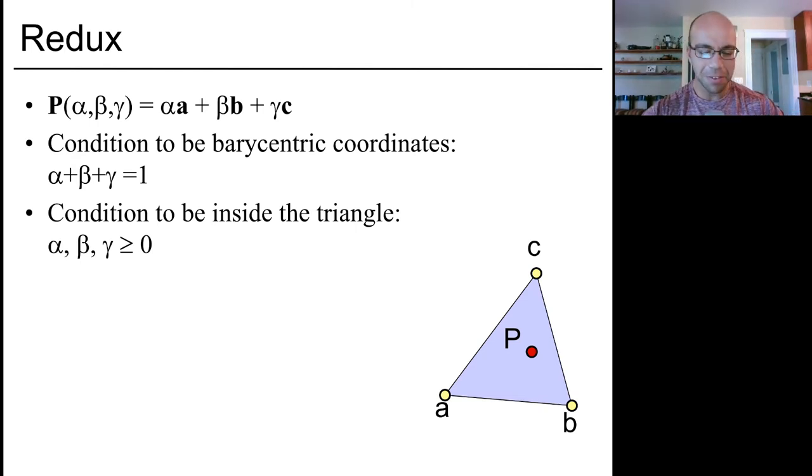So that's great. We now have our toehold into figuring out how to intersect a ray with a triangle, right? We can compute the barycentric coordinates and check their sign. But what haven't I told you yet? Well, I haven't told you how to actually compute the barycentric coordinates. So that's what we'll do next.